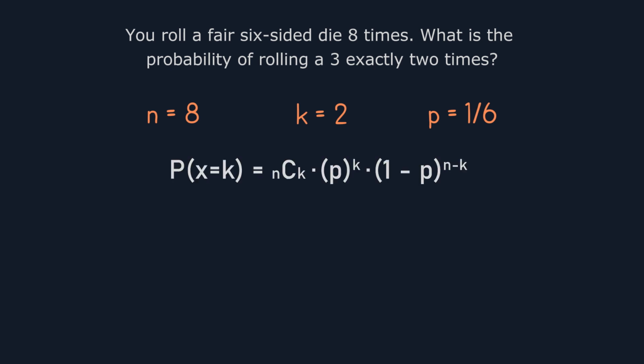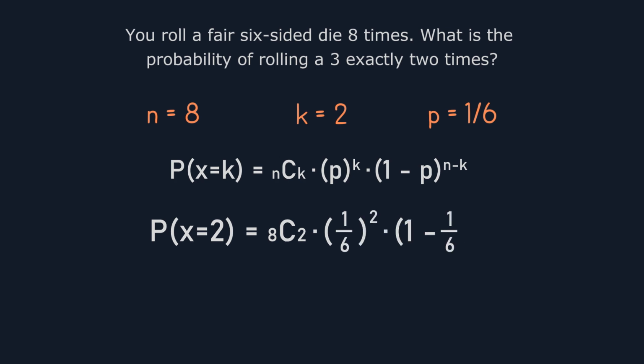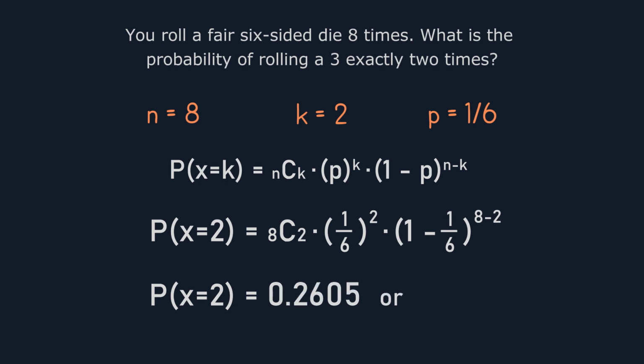Using the binomial formula, the probability of getting exactly 2 3s is equal to the combination of 8 choose 2 multiplied by 1/6 raised to the power of 2, multiplied by 1 minus 1/6 raised to the power of 8 minus 2. So if we put this in our calculator, we get that the probability of rolling a 3 exactly 2 times in 8 rolls of a fair 6-sided die is approximately 0.2605, or about 26.05%. That's it.